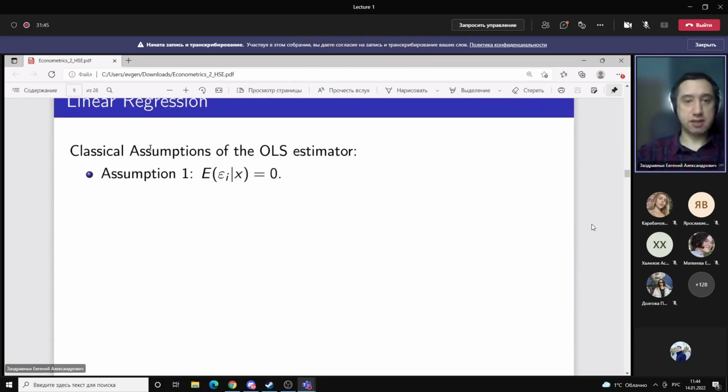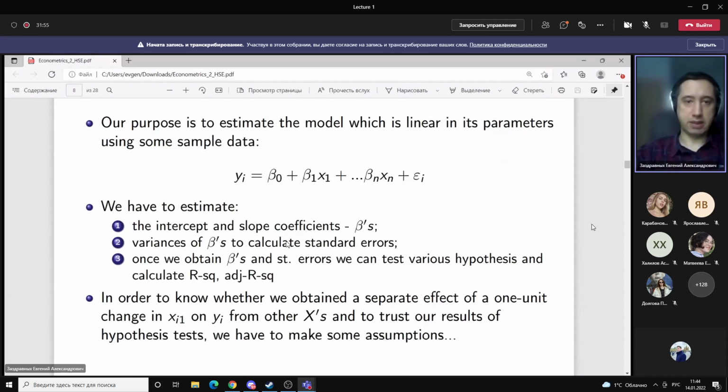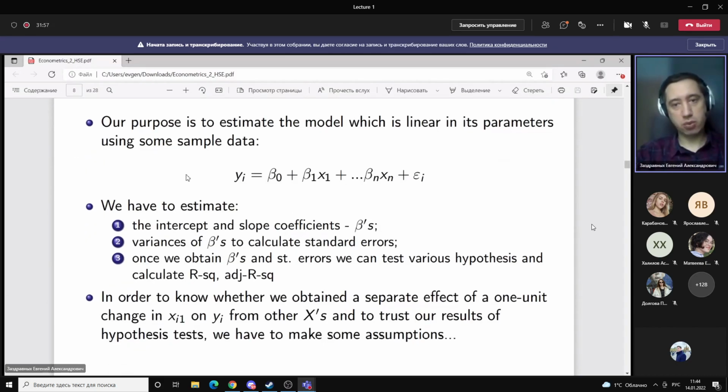The first assumption is simple. It means that the conditional expectation of our error term equals 0. One important note about assumptions, by the way, in econometrics. Please remember, in econometrics, usually we make assumptions about the error term. Well, this is maybe the object of our interest.